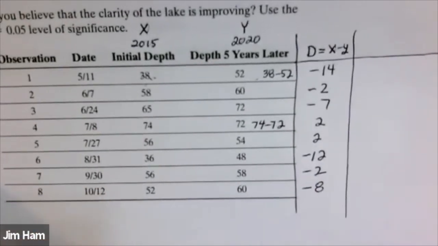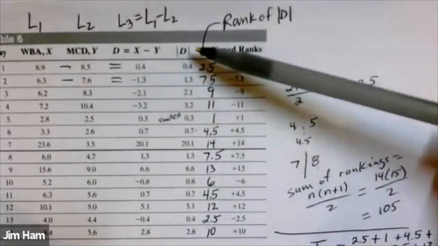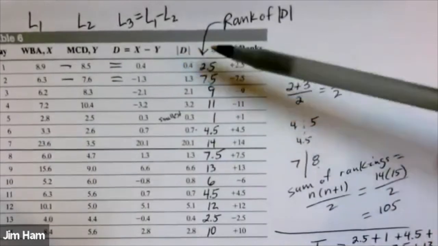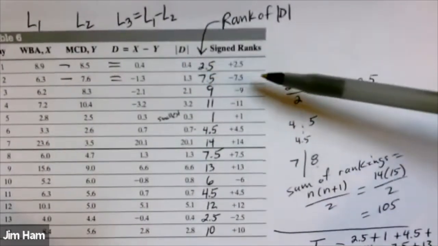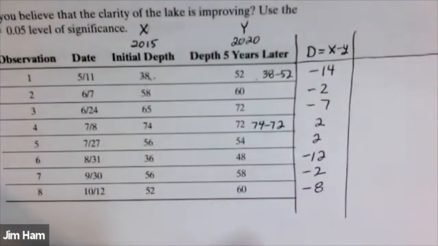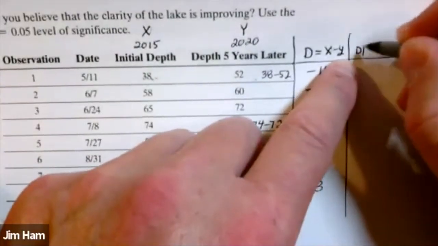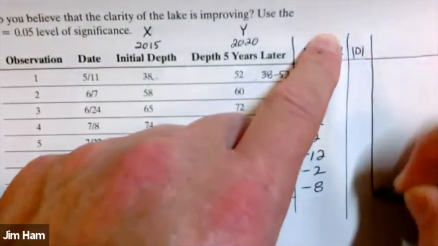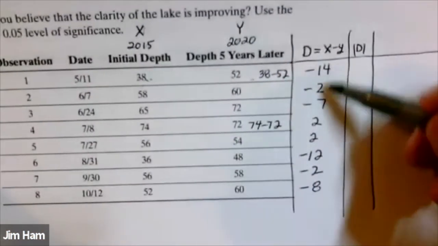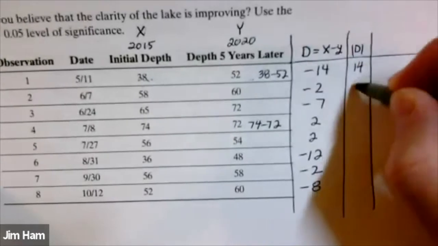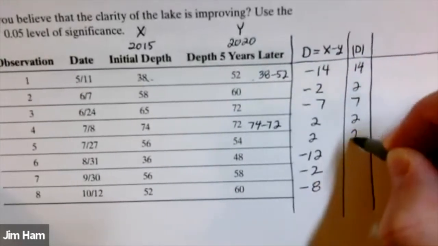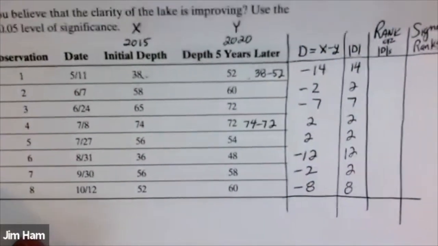All right, now we're going to repeat what we did on this one here. Notice the columns we have. We need the absolute value of D. Then we want to rank them. Then we want to attach signs to the ranks. So the absolute value of D is not a major step, but you're just going to take all these same numbers, but you're going to take the positive of those numbers, right? And 2 final columns.